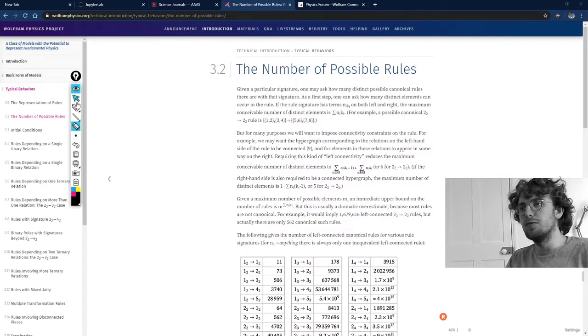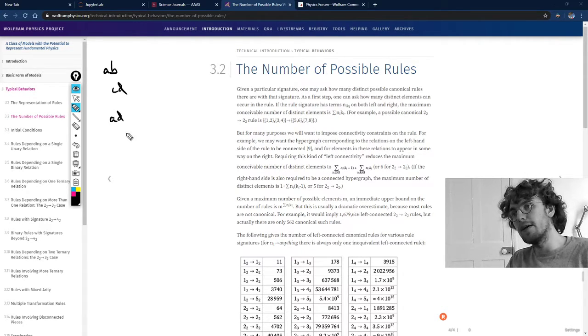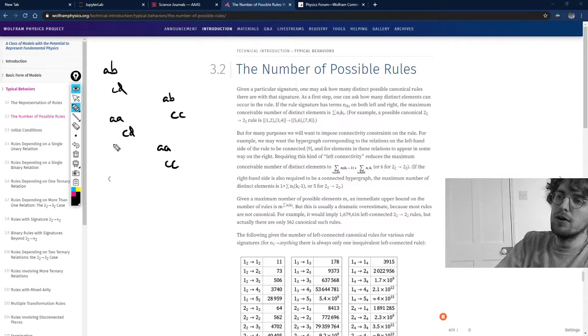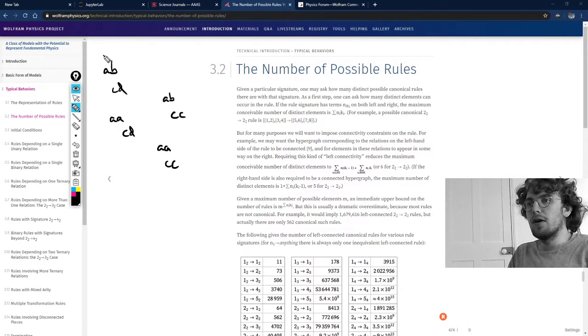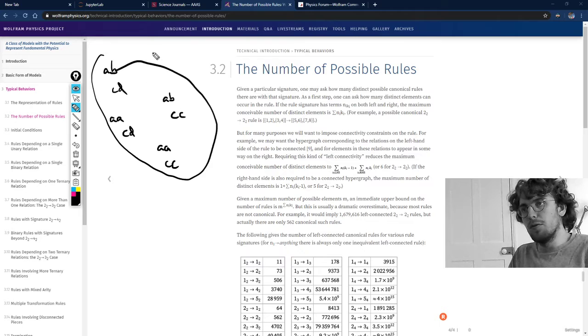Let's go through the twos first, that's easiest. So A, B, so we're going to do the 1, 1, 2 to 1, 2. A, B goes to C, D. We've also got A goes to C, D. We've got A, B goes to C, C. A goes to C, C. Let's leave it that way. So these are all the ones, let's call them the non-connected.